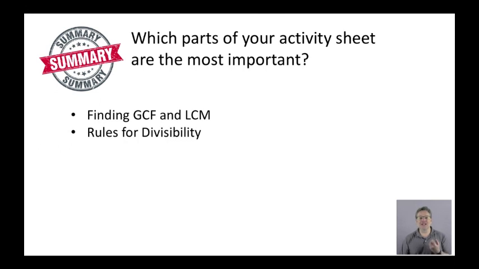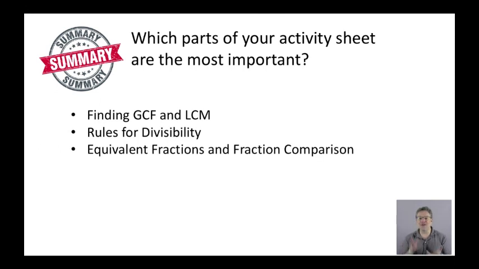Equivalent fractions and fraction comparison. How do you compare two fractions, especially when their denominators are different? How do you find two different equivalent fractions, one equivalent fraction from another? Or conversely, how do you take a look at two fractions that you're not sure are equal and test whether or not they're equal? By doing, for example, cross products.